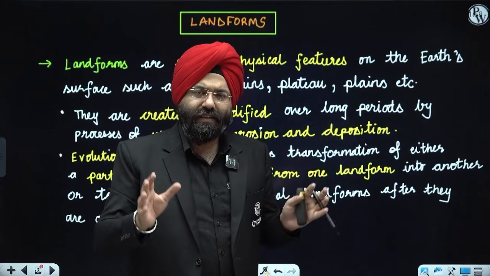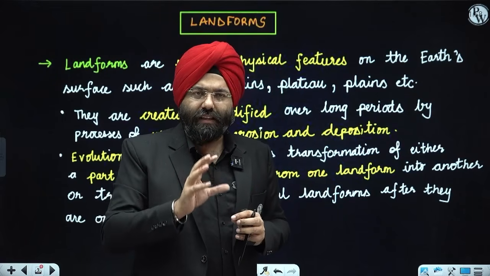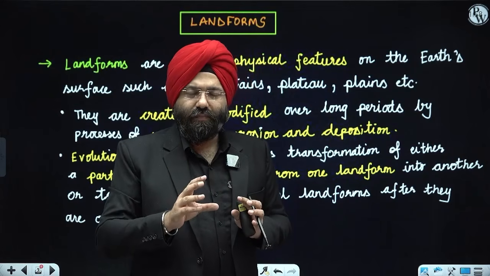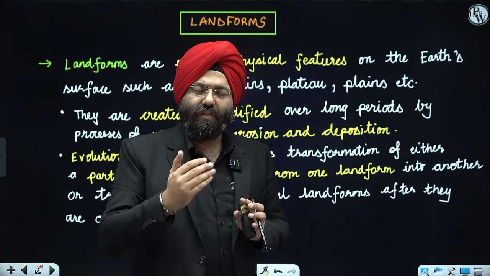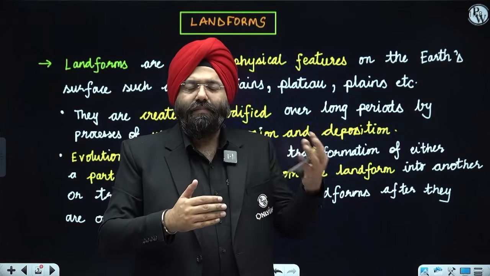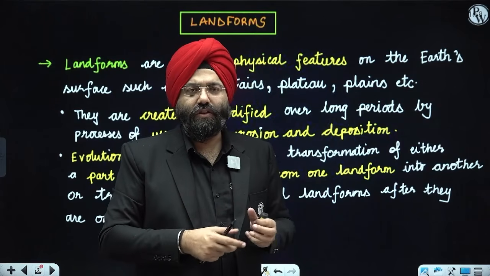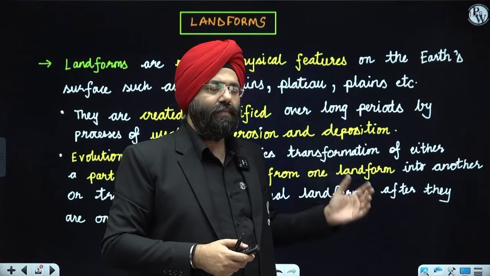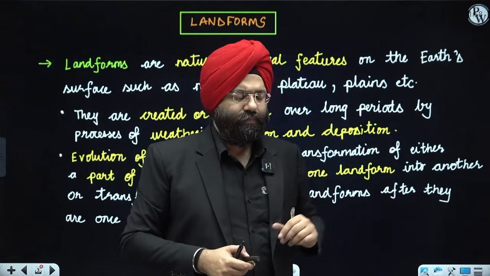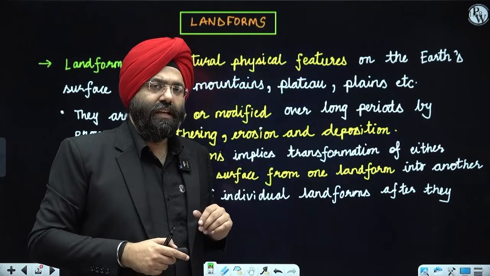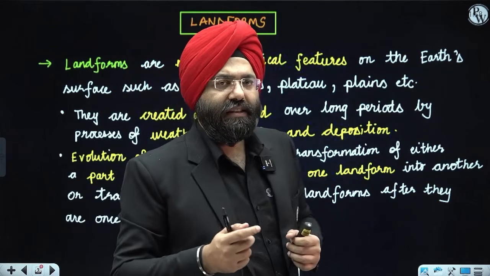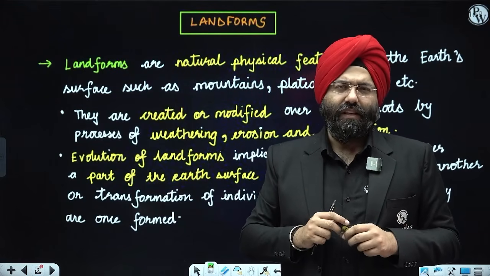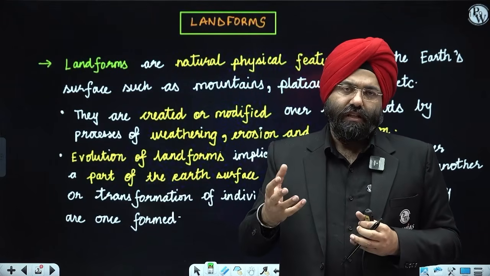In simple words, landforms are natural physical features present on the Earth's surface, and these are subject to change and modification, and new landforms might come because of the processes that take place, which include weathering, erosion and deposition. So this is what landforms basically refer to. In the previous chapter, we discussed two aspects, erosion and deposition, along with weathering and mass wasting.